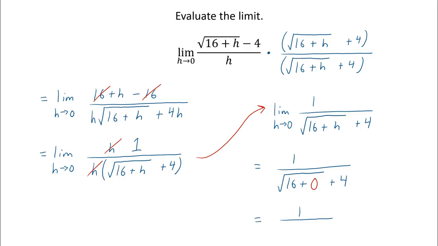Simplifying this expression gives us 1 over the square root of 16 plus 4, which gives us 1/8. So this is how you multiply by a conjugate to evaluate a limit.